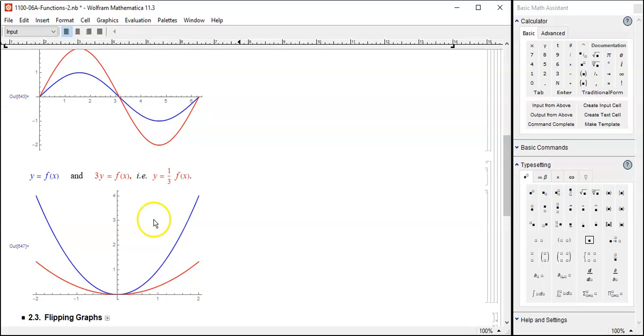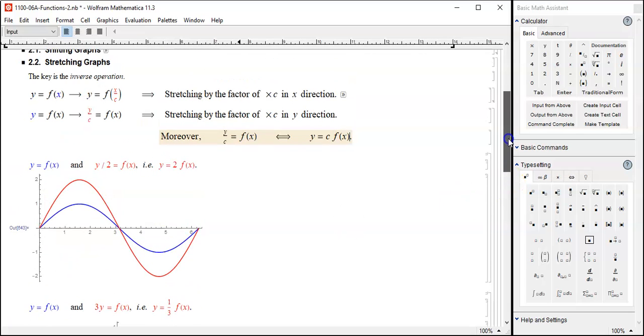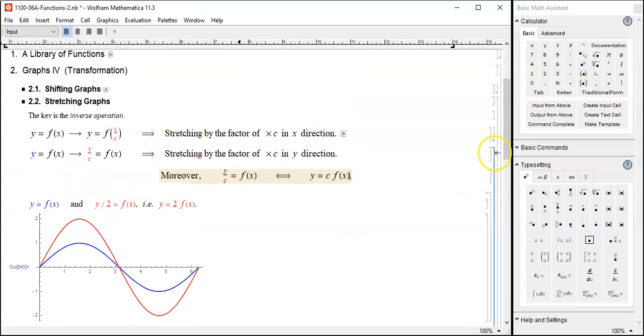Here's another example. This time, blue is the original, but compression here, stretching by a factor of 1/3, so actually it's compressing. And then inverse operation, dividing by 1/3, that's multiplication by 3. So we have that. Remember the inverse operation, then you can handle shifting and stretching.